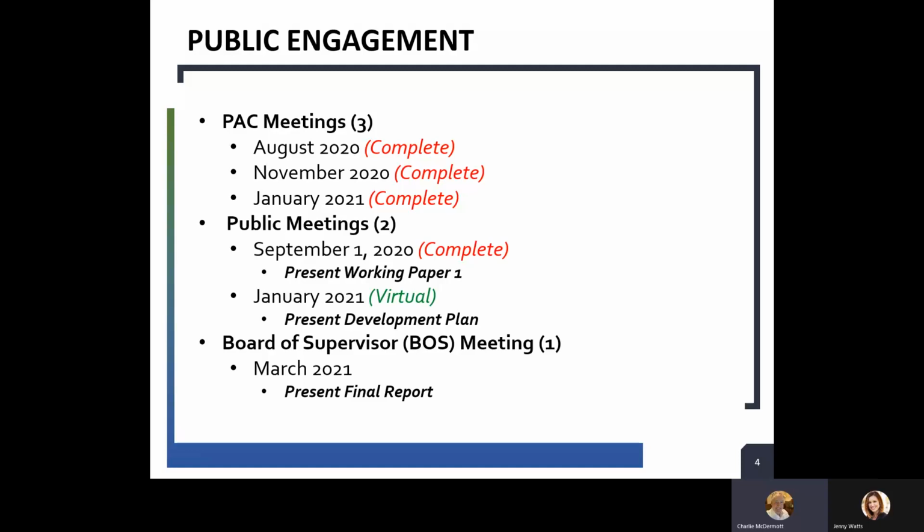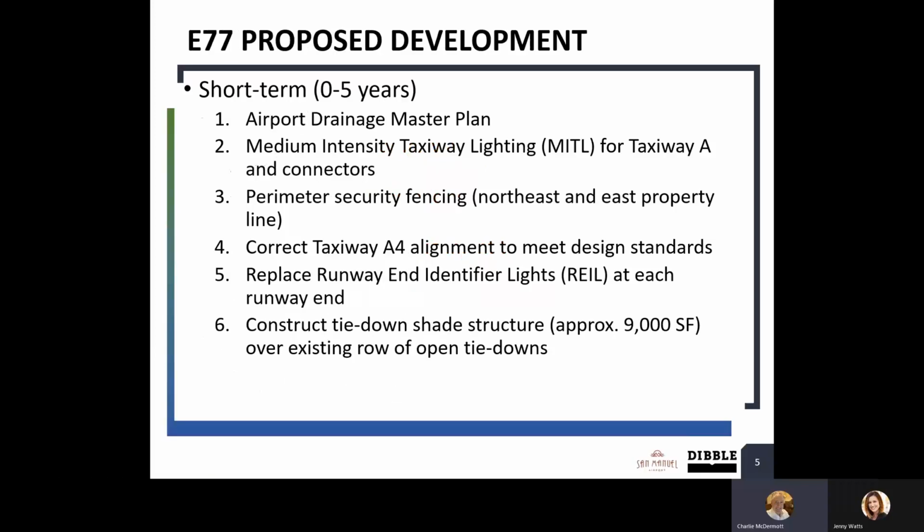So now I'm going to turn over to Jenny, and she's going to share with you the proposed development plan for the airport. Jenny? Thanks, Charlie. So leading up to this point, we've developed a forecast of aviation demand for the airport. We've also established the critical aircraft, and we've also determined what some of the facility requirements are for the airport based on the forecasted need. This has brought us to the development plan, which we're sharing today.